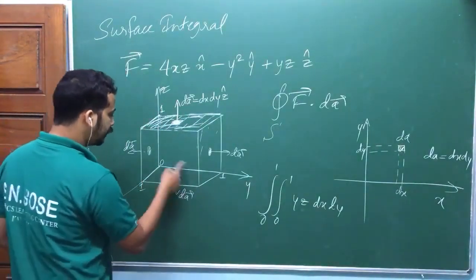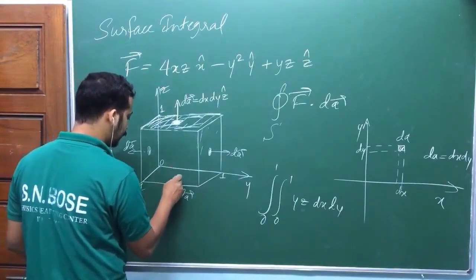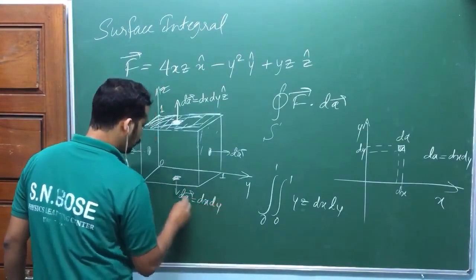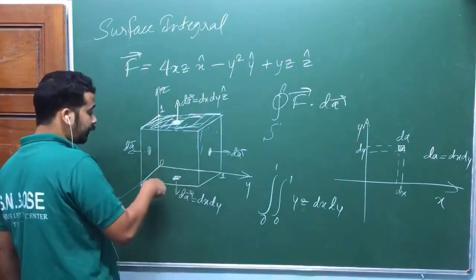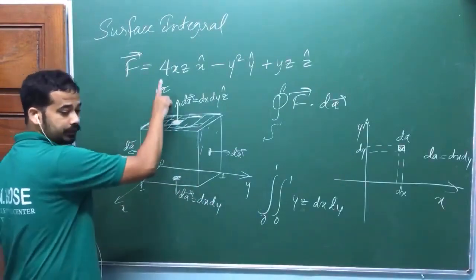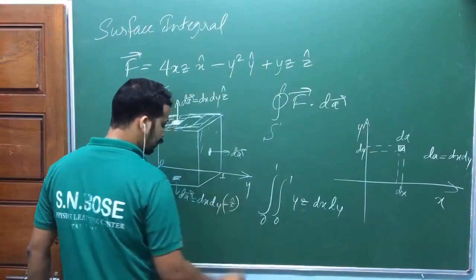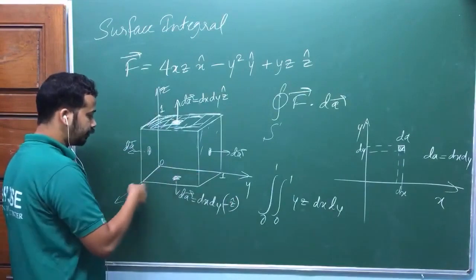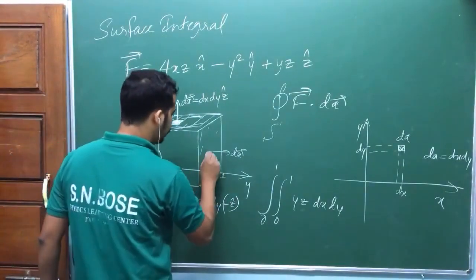Similarly, if you take this one, here also your dA vector magnitude is dx into dy, because this is also parallel to the xy plane. But what is the dA vector direction? That is minus z cap. If this is z cap, look at here it is minus z cap. Is that okay? Again, x and y vary from 0 to 1, 0 to 1.